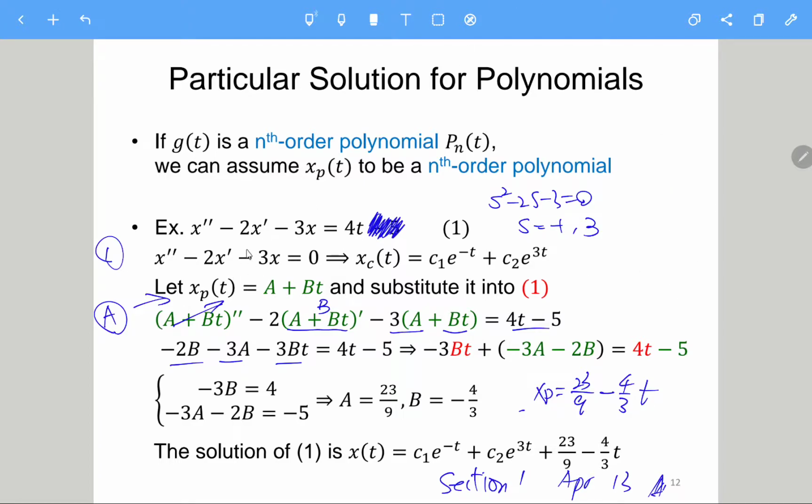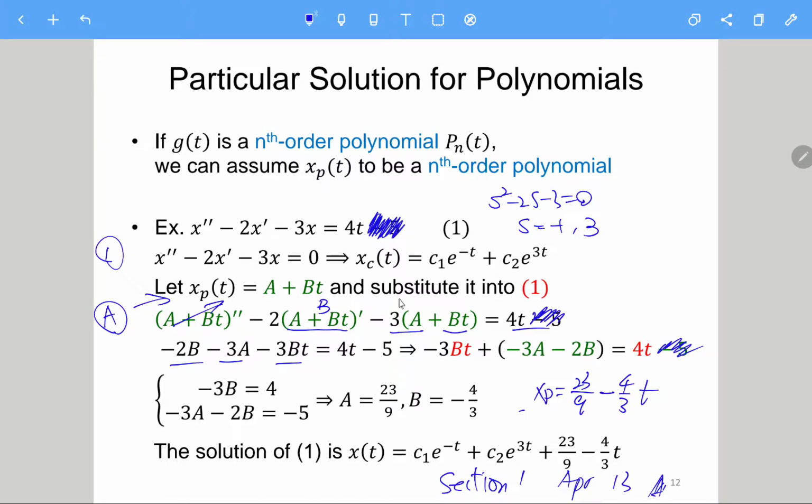So actually we need to assume xp to be a plus bt also, because even though we don't have the 5 here, we still have a first order equation on the left side with the zero order term. So we still need the term a to eliminate this term. Yeah, so that's the case.